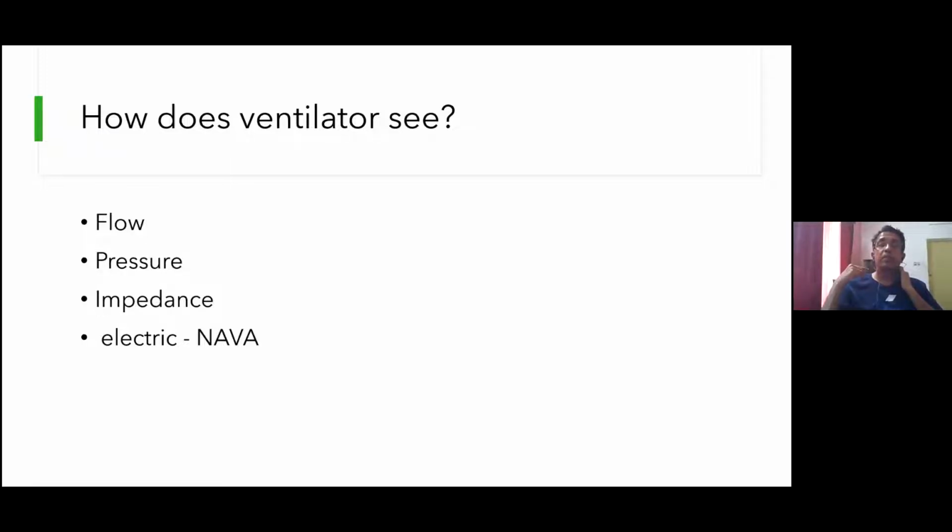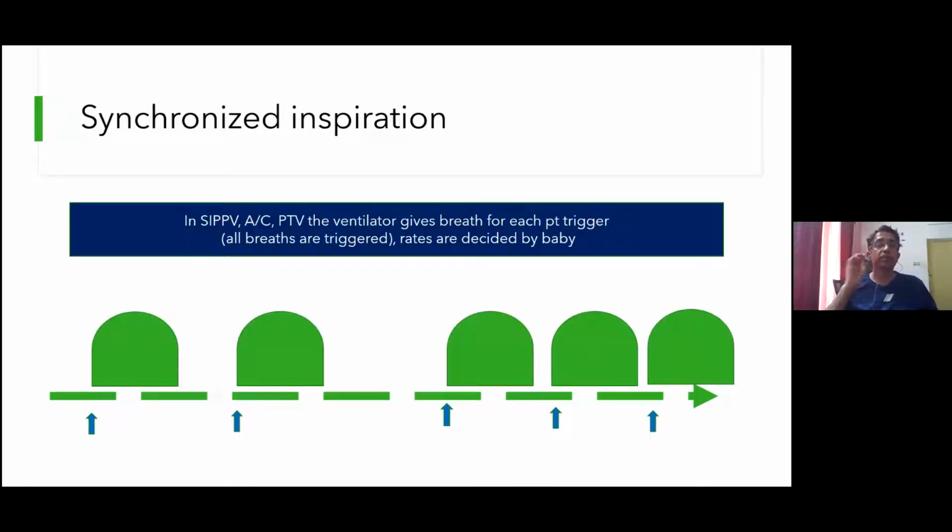In some, it may be a pressure, and in some, it may be impedance, like the ECG leads, which work on the principles of impedance, or an electric signal sent directly from the phrenic nerve, which gives the signal to the diaphragm, what is called NAVA. So all these signals are what the ventilator sees, how the baby is breathing, and then it modulates the ventilation.